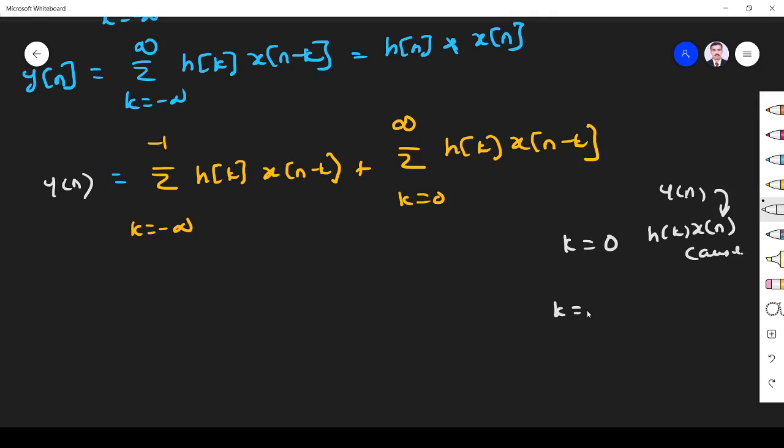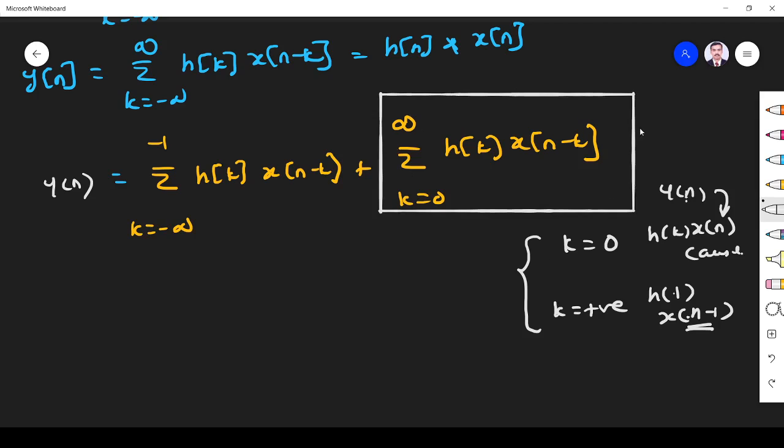When k is a positive number, what happens? For example, k is equal to 1, it will become h of 1 x of n minus 1. Here also you see present output is a function of past input. That is a condition for causality. For any positive number, it will become h of 2 x of n minus 2, h of 3 x of n minus 3. Present output is a function of past input, so it is causal. So k from 0 to any positive number, that summation will give causality. That's our aim. So this is talking about causal.